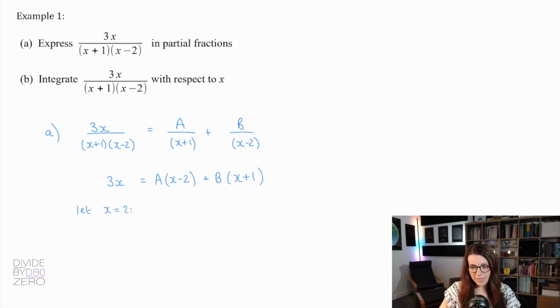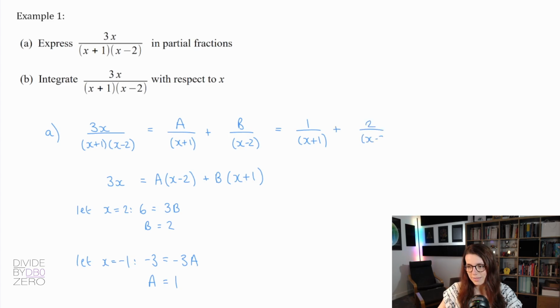If we do that, we get 6 on the left-hand side. And then 2 minus 2 is 0, so the A component goes away, and we're just left with 3B, therefore B is 2. And now to make the B component disappear, we can let x be equal to -1. That will give us -3 on the left and then -3A on the right, which means A is just 1. Therefore, we found the partial fractions. The answer is it will be 1 over x plus 1 plus 2 over x minus 2.